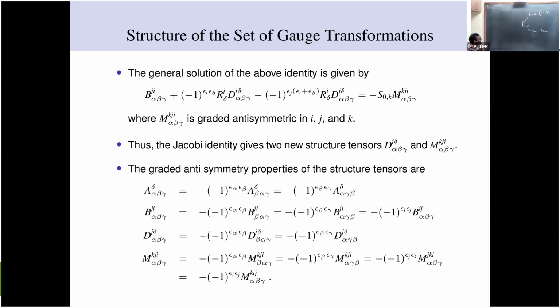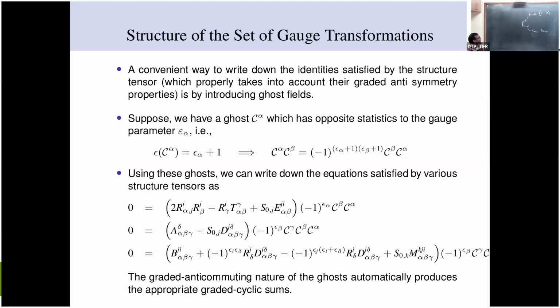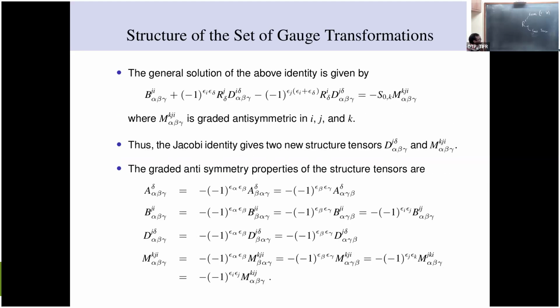So the Jacobi identity gives two new structure functions, D and M. They have some certain properties which are not important. So in the end, our data is the following: we have a general solution to the Jacobi identity in terms of two things. We had this E and this T structure constant, and then we have two new ones, D and M.